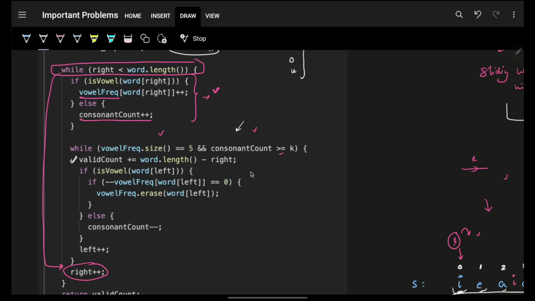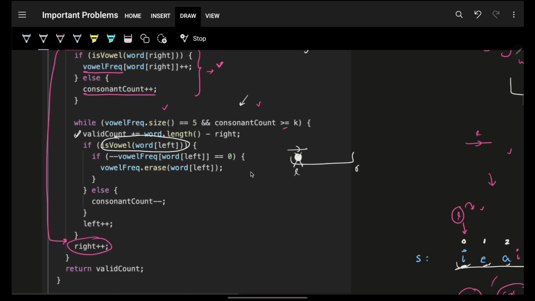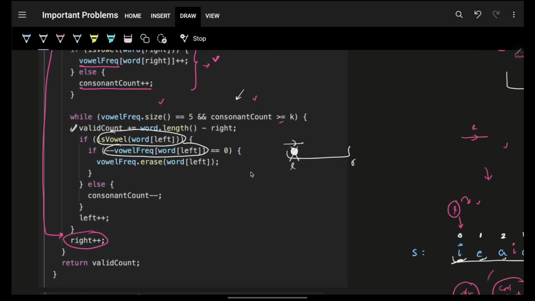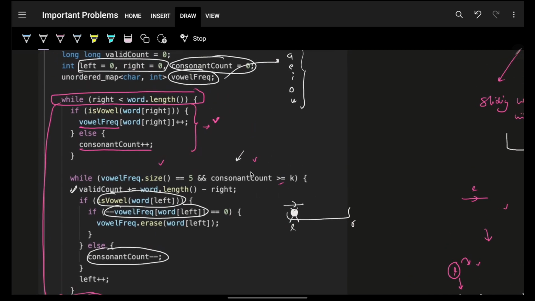Now, as I mentioned, if things are valid, then you try to shrink. So you try to move your L forward. But before moving your L forward, whatever was there at this location, you have to remove its contribution. So if at left I had a vowel, I will reduce its contribution. If at left I have a consonant, then I will reduce its contribution. But there's a small catch: if at the left there's a vowel and you are making the vowel frequency 0 by reducing it, you have to remove that from the hash map as well.